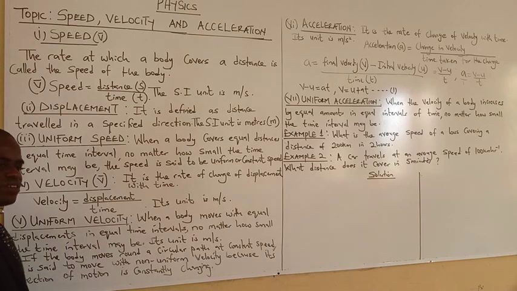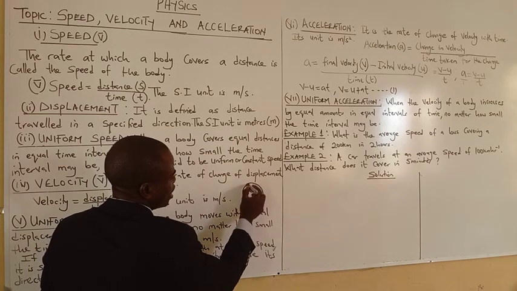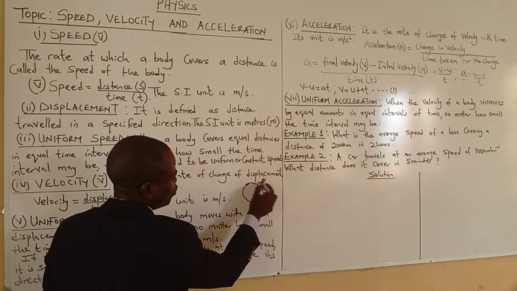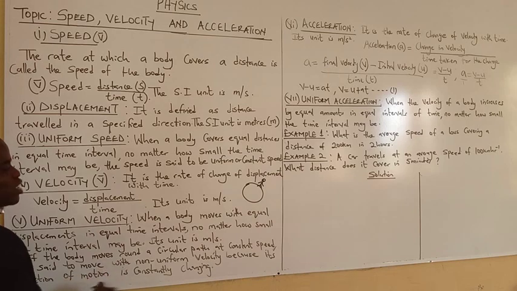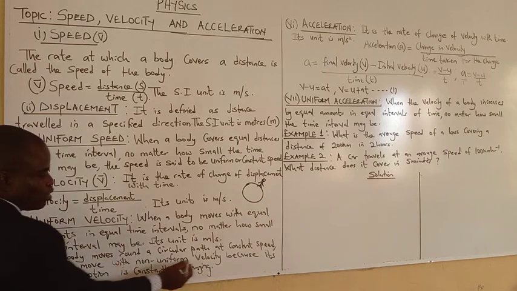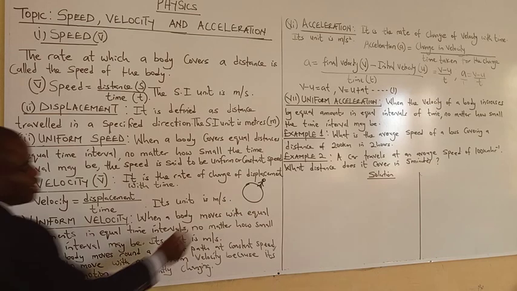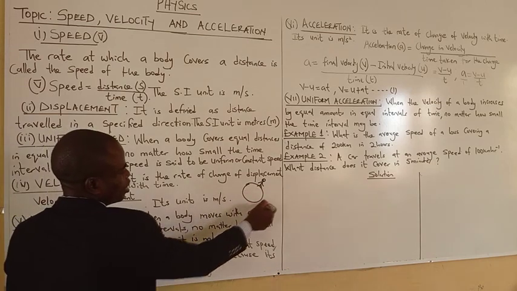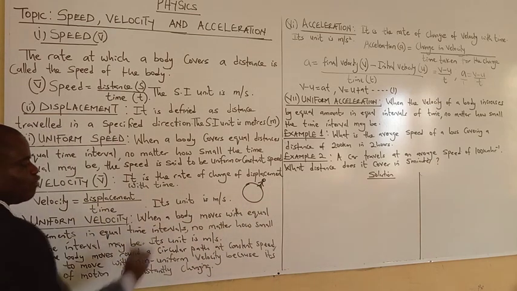If the body moves around a circular path at constant speed, this object moving in a circular path at constant speed is said to move with non-uniform velocity because its direction of motion is constantly changing. The direction of motion is constantly changing. That's non-uniform velocity.